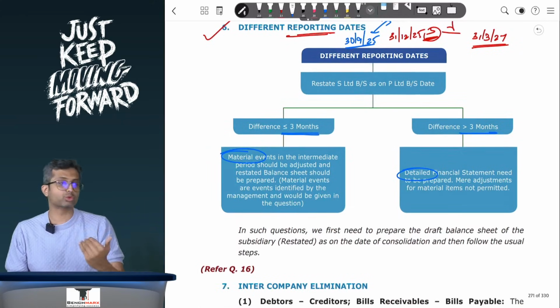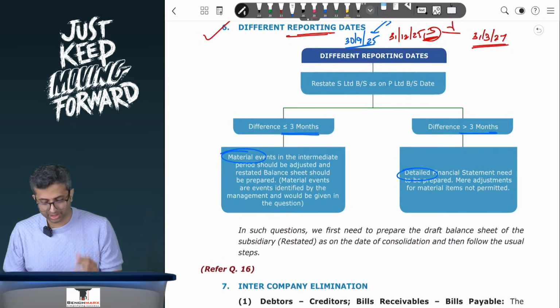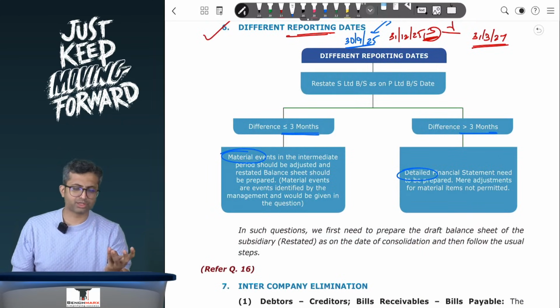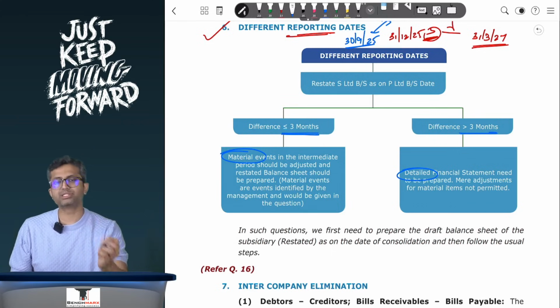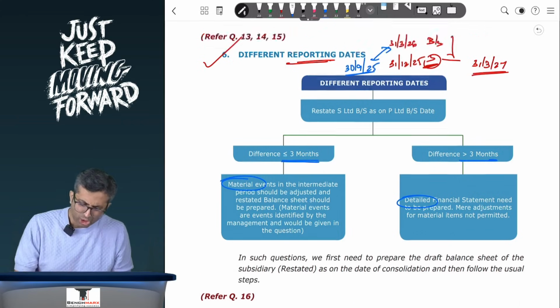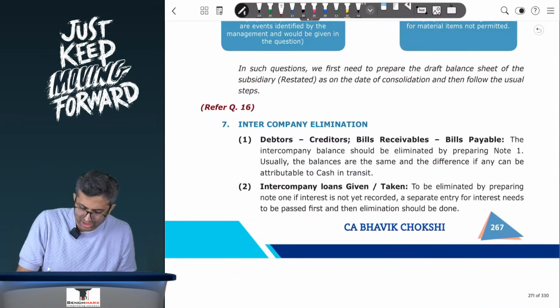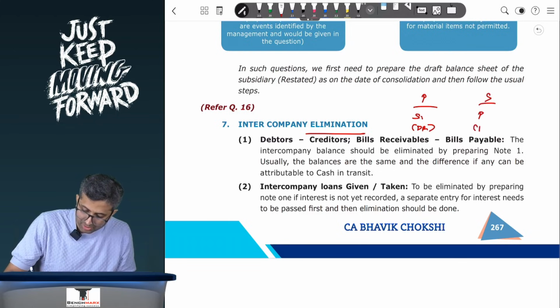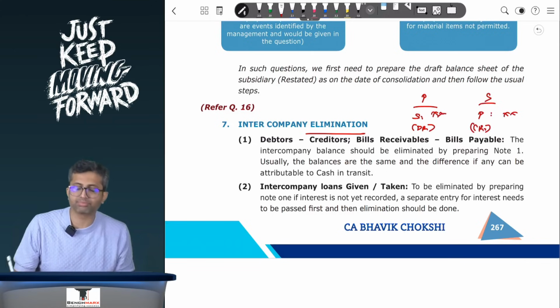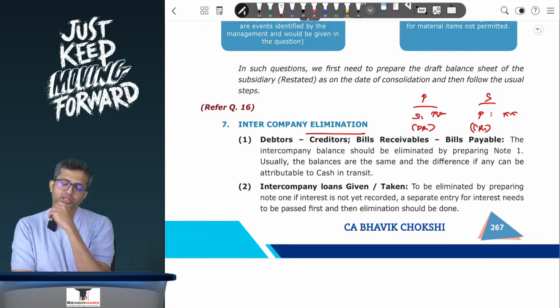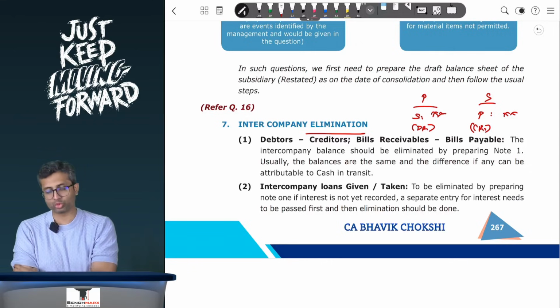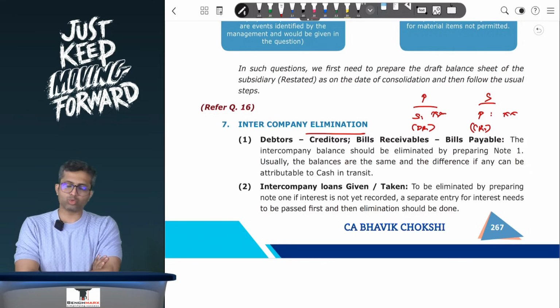Again, in such questions, before you start the question, you will have to first prepare the balance sheet as per the parent's policies, as per the parent's date, and only then will you start with the regular questions, though these adjustments are not as important. Then there are intercompany eliminations, like in the parent's books, the subsidiary can be appearing as a debtor. In the subsidiary's books, the parent can be appearing as a creditor, in which case you will eliminate them, because I can't be a creditor in my own books, I can't be a debtor receivable from my own self in my own books, and hence the entry will be creditors account debit to debtors.